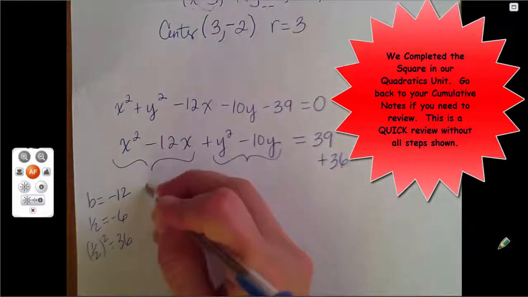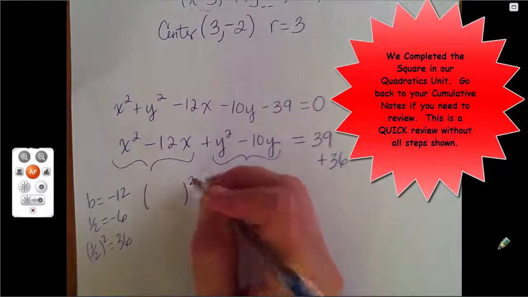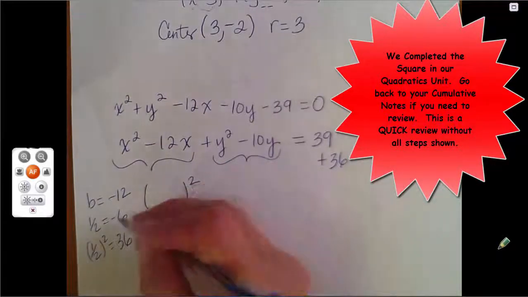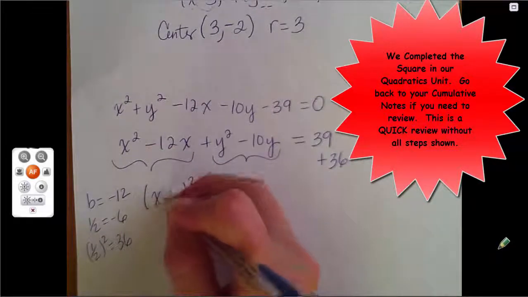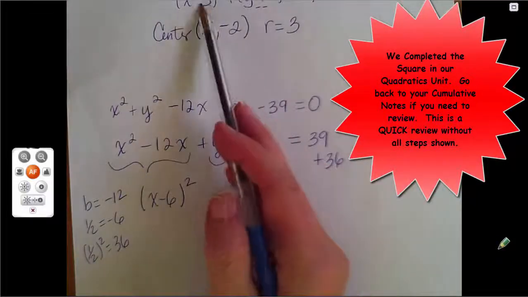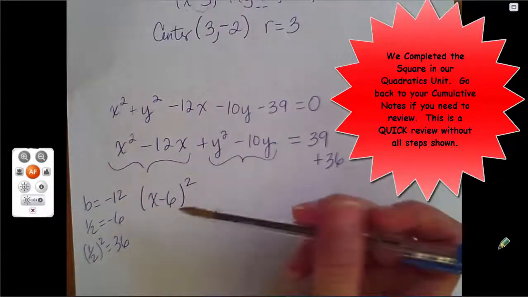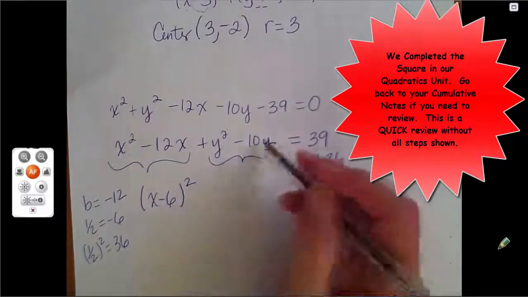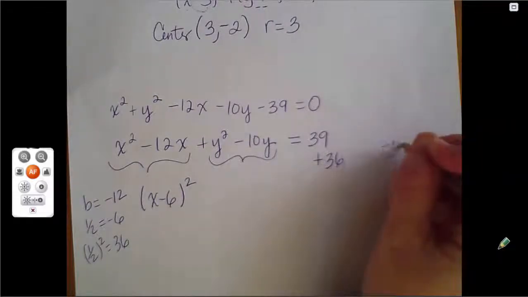And this is a perfect square because inside parentheses, all squared, goes your half b term. Here that's x minus 6. Already, I'm almost done with the equation of my circle. Do the same thing for your y's. So the b term on my y's is negative 10.